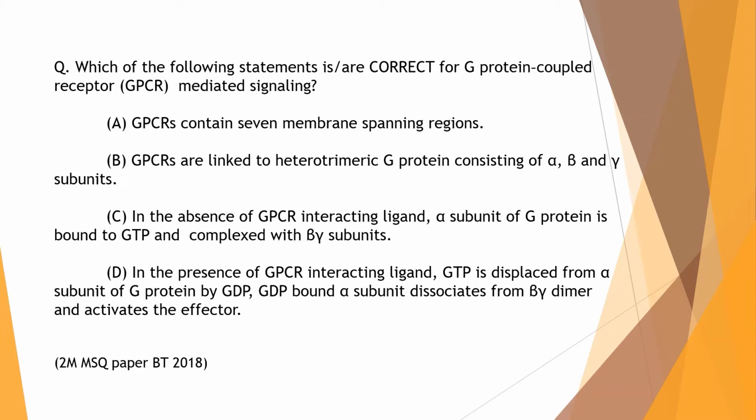And the last option is in the presence of GPCR interacting ligand, GTP is displaced from alpha subunit of G protein by GDP. GDP bound alpha subunit dissociates from beta gamma dimer and activates the effector. So these are the 4 options. This is a MSQ type of question. This is a 2-mark question from MSQ section from paper of Biotechnology 2018. So let's solve this question today.